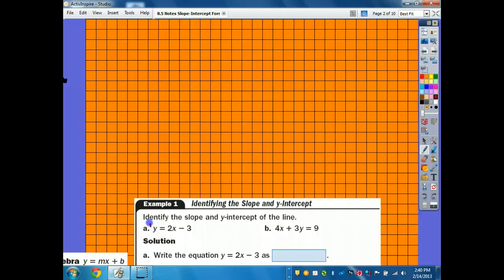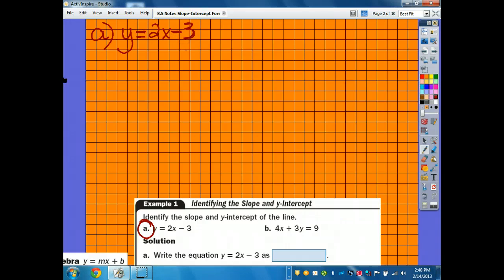But this one, example A, put that one on one of your extra graphs that I gave you, because that's already in slope-intercept form. Y equals 2x minus 3. Y is already all by itself. I've got the x, and there's a 2 with it, so that term is right behind my equal sign. And then I have a number, a -3 behind it.